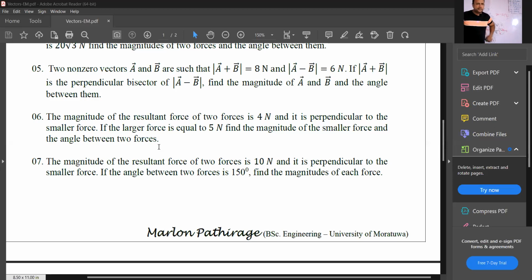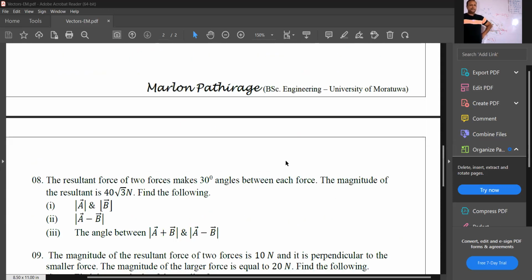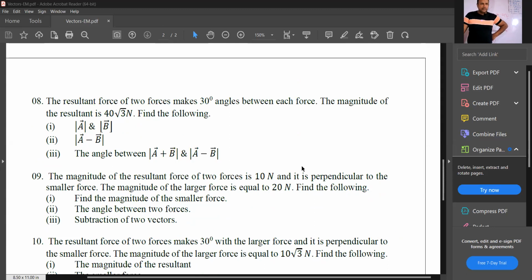Okay. Then, the 7th one. The magnitude of the resultant force of two forces is 10 Newton and it is perpendicular to the smaller force. Then the 8th one. The resultant force of two forces makes 30 degree angles with each force. The magnitude of the resultant vector is 40 times root 3. Find the following.